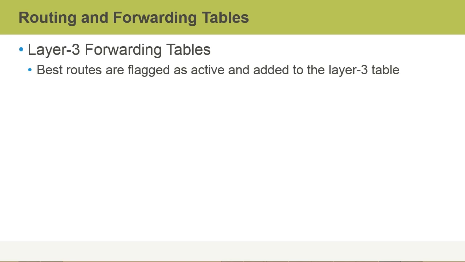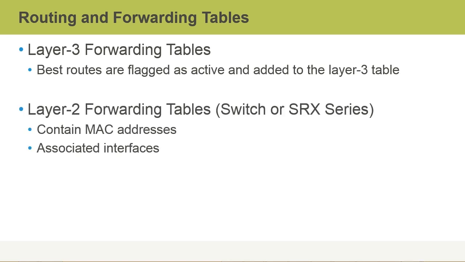We also have layer 2 forwarding tables. Layer 2 forwarding tables are found on switches or EX series devices, and they're all about the MAC addresses and the interfaces where those MAC addresses can be found.